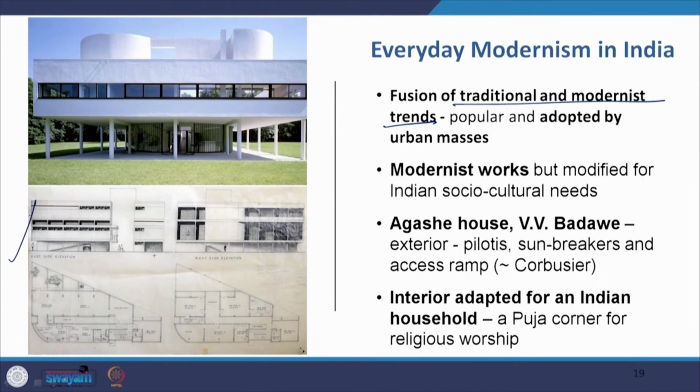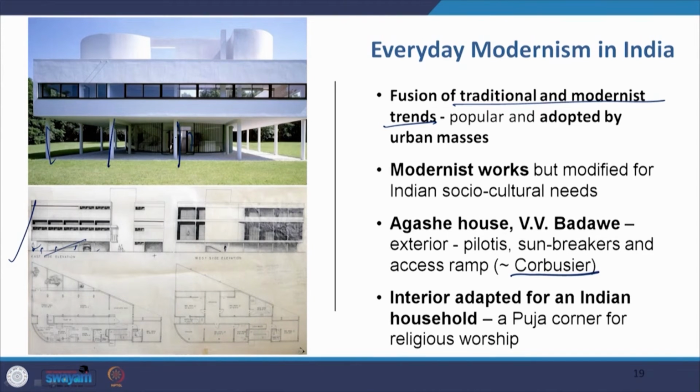Bawade, his name is V.V. Bawade, and the exterior has pilotis, a ramp, and sunbreakers, everything that was there in the international style houses of Le Corbusier. You see here, pilotis, right? And then you have the ramp inside the house, you have sunbreakers, it's all there in his buildings.